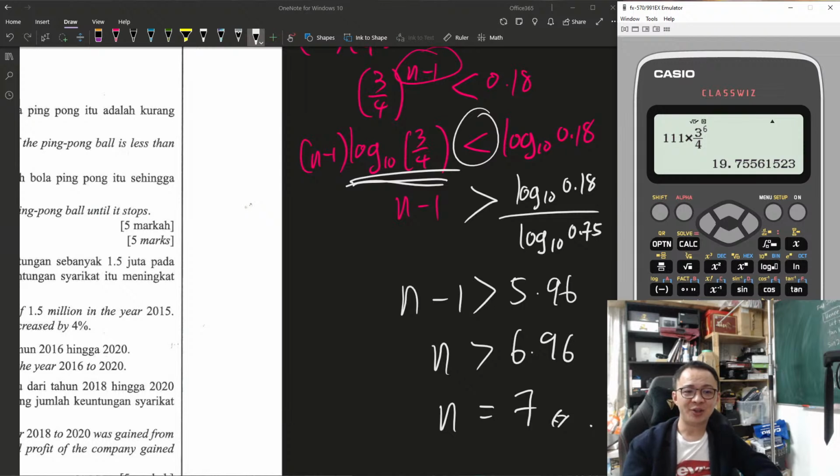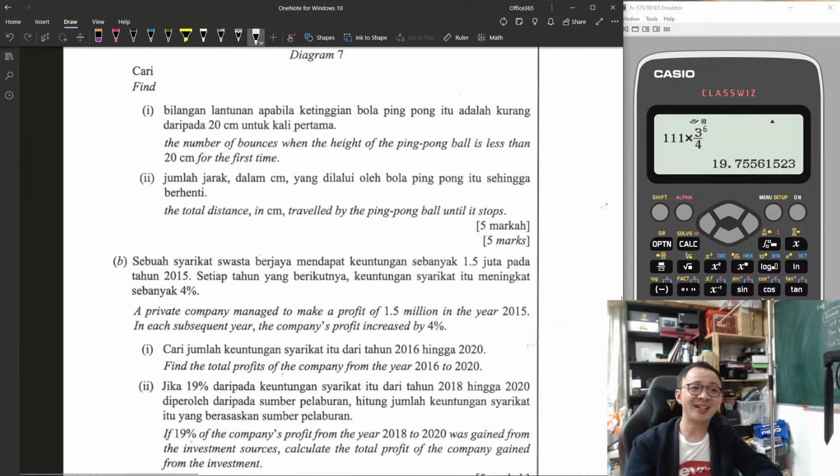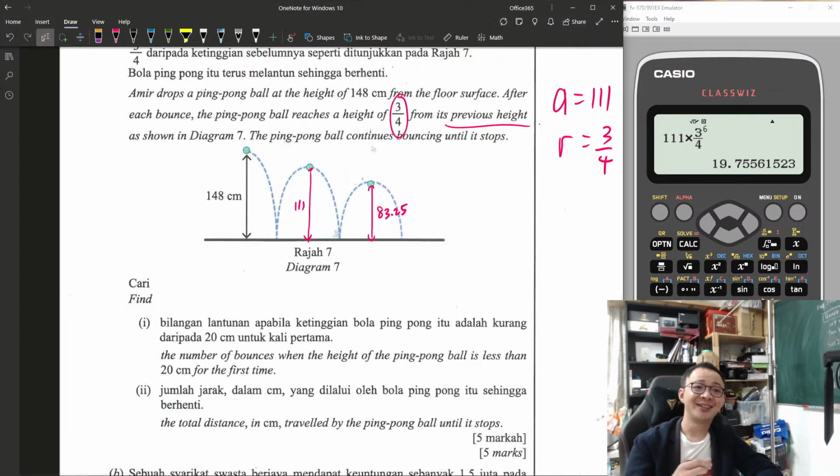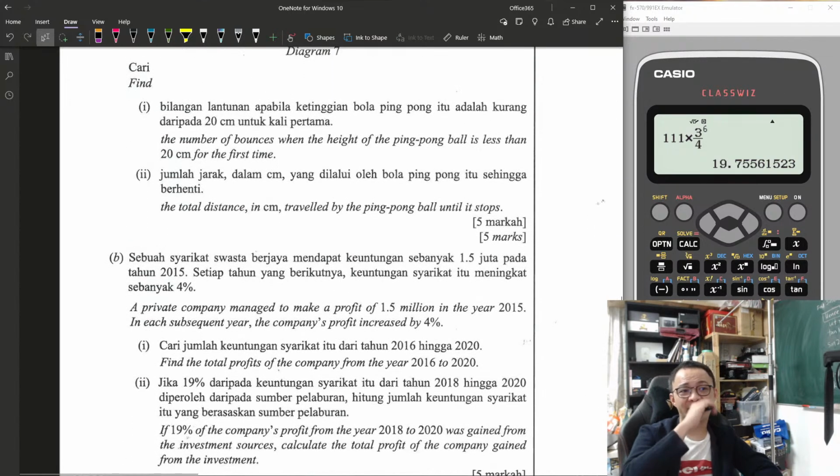So why are we using 111 instead of 148? Because the question is asking about bouncing. 148 is a dropping height. It's not bounce back. Bounce back starts from 111. Dropping starts from 148. Yeah, you can use ln also, no need to write so much log 10. But maybe SPM students are not so familiar with ln, so I don't use ln.